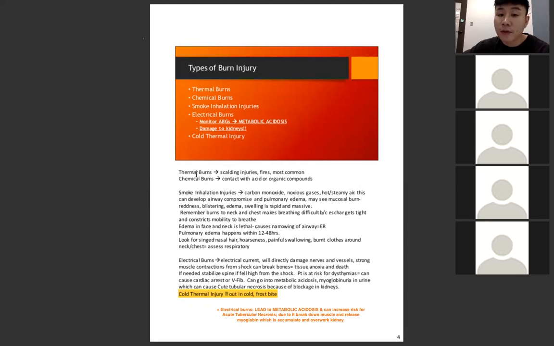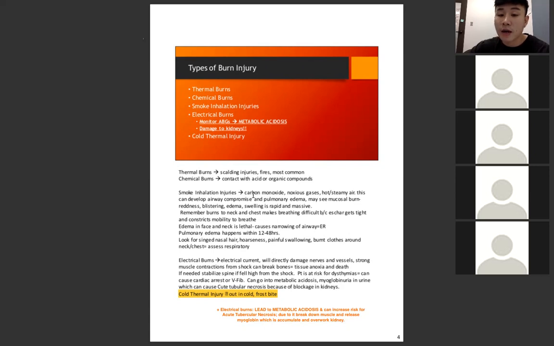So first, we have thermal burns. Thermal burns are scalding injuries, usually caused by fires, and these are the most common burns that we experience. Chemical burns happen whenever we contact acid or organic compounds, like the liquid or flammable liquid from a lab or from a refinery. Smoke inhalation injury, the most common one is carbon monoxide.